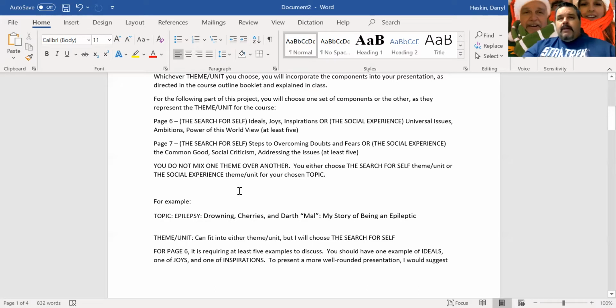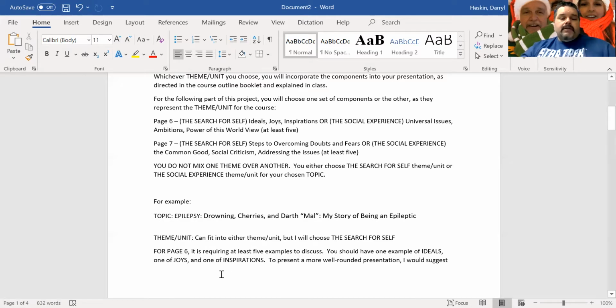Okay, and I'm going to give it a good title. Okay, so my title is Epilepsy, Drowning Cherries, and Darth Maul. Okay, my story of being an epileptic. So my project is going to be about my story. Okay, and my theme and unit, this is going to fit into the search for self. It can fit into social experience, but I'm going to lean more towards the search for self.